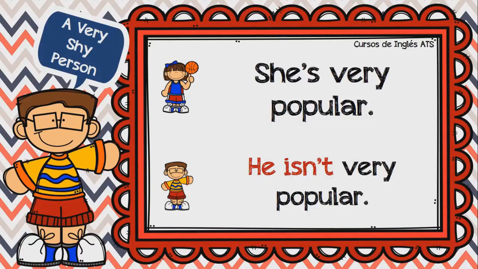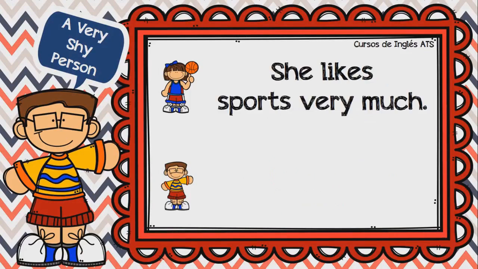¿Será que hay algún verbo? ¿Habrá alguna acción como comer, beber, saltar, leer? No, ¿verdad que no hay ninguna acción? Entonces, si no hay ninguna acción, es imposible usar doesn't. Así que tienes que usar isn't. He isn't very popular. Okay, let's continue.